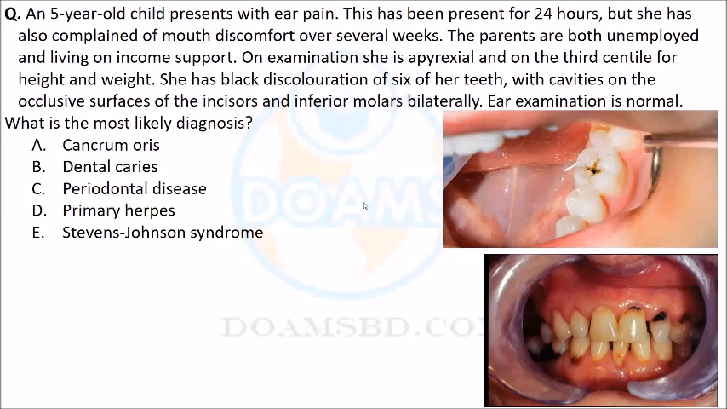So why is the pain there? Maybe a referred pain due to disease in the mouth cavity. What is this? Dental caries. And there's a peculiar name for it in South Asian countries, especially in Bangladesh also.